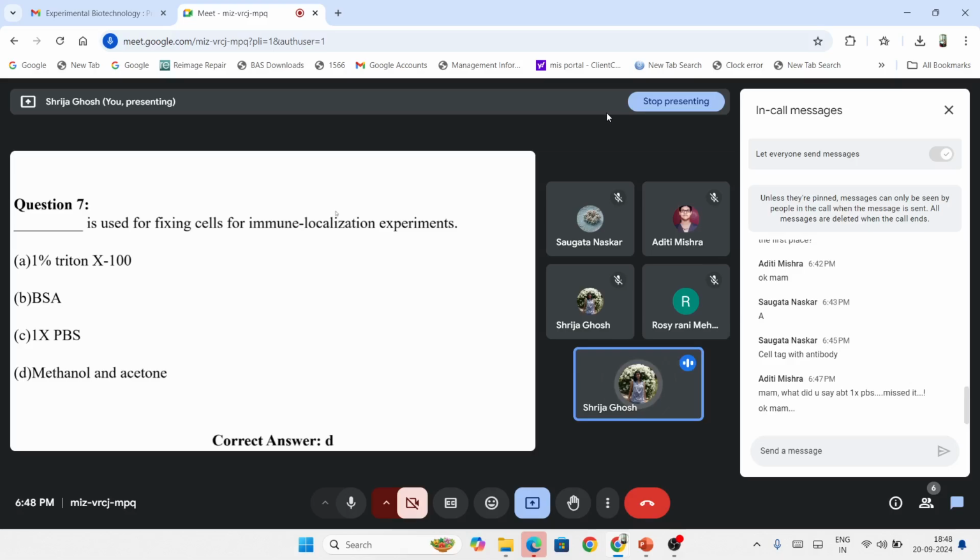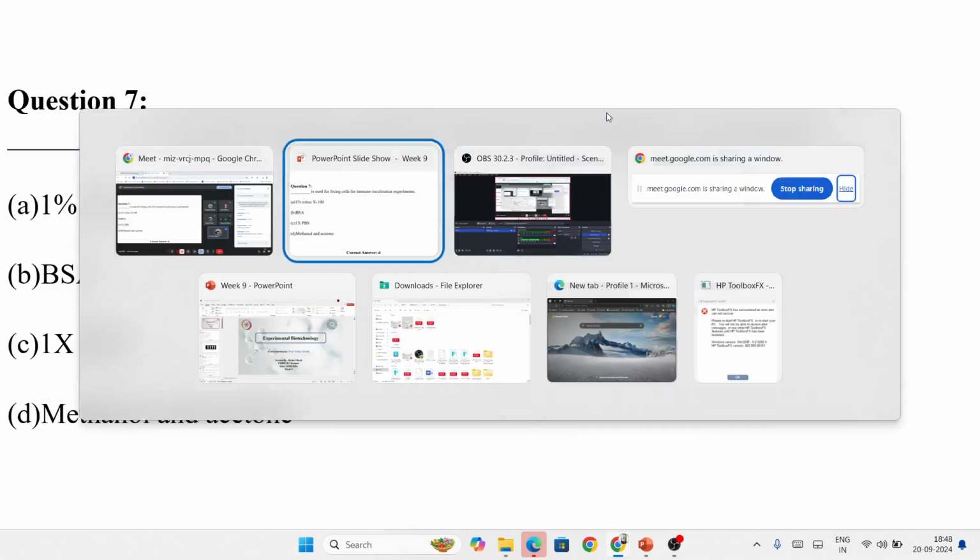Cell tag with antibody. Yes, so that is what I was talking about. So that is how we do the immunolocalization experiments. Okay, I hope this is clear.